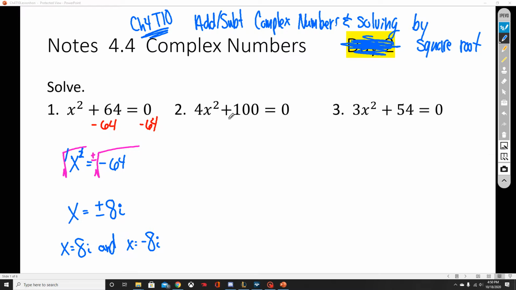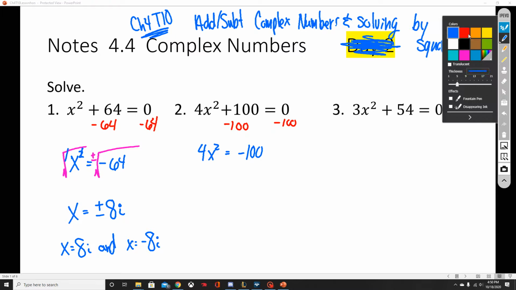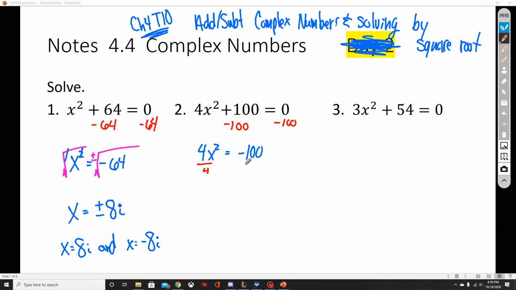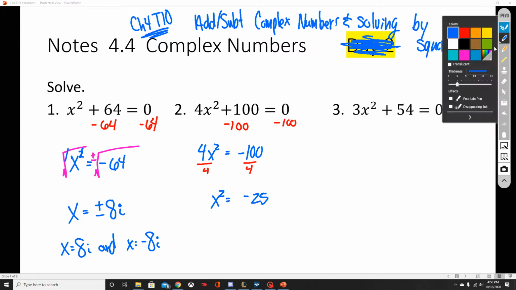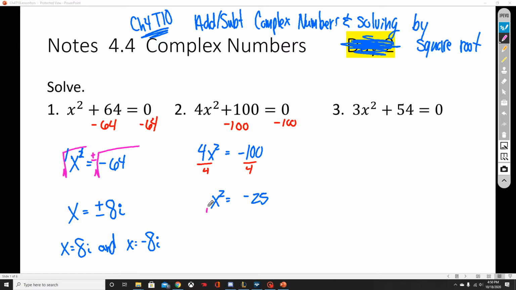Let's look at number 2. We have 4x squared plus 100 equals 0. Let's just solve this. We're trying to get this x squared term by itself, so we'll subtract 100. And we will have 4x squared equals negative 100. Let's get rid of that 4, so we'll divide by 4 to do that. And we have x squared equals negative 25. Now this is where we have to solve by square roots, so we're going to take the square root of both sides to get rid of that square.